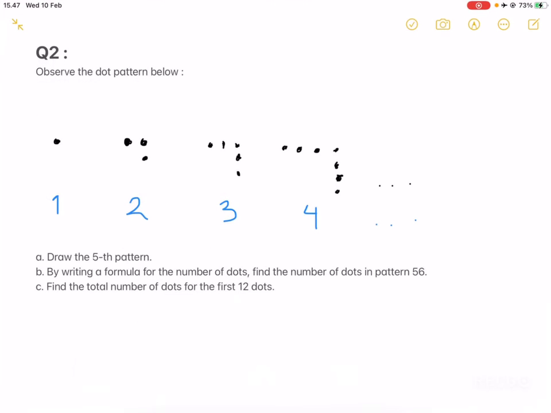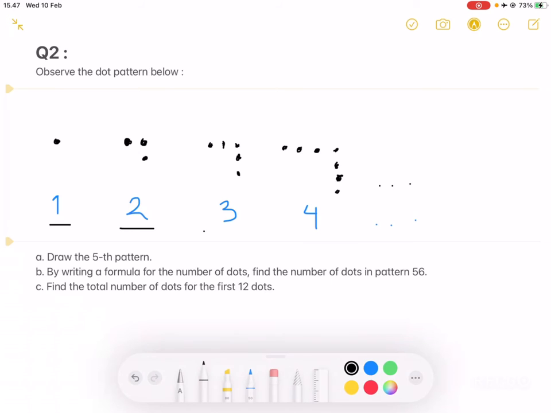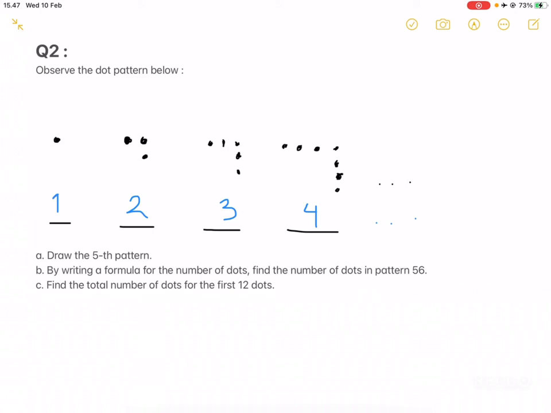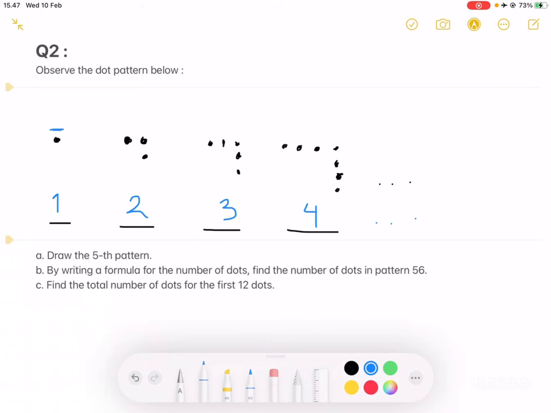Question 2 has something to do with dot patterns. So observe the dot pattern below. So pattern 1 like so, pattern 2 like so, pattern 3 like so, and pattern 4 and so on. So I want to draw the 5th pattern of this. And then we can analyze the dot pattern by noticing the vertical and the horizontal length of this, whatever this pattern is.